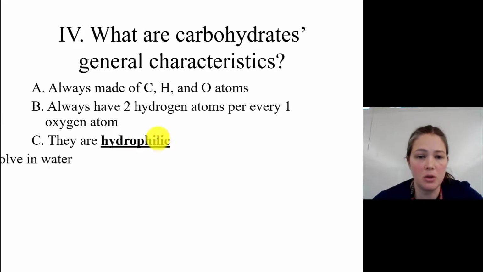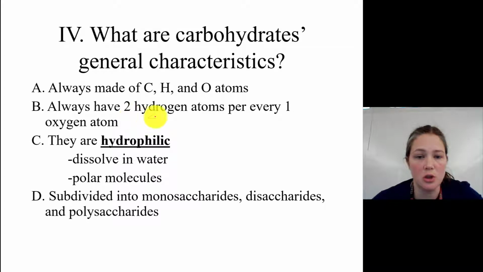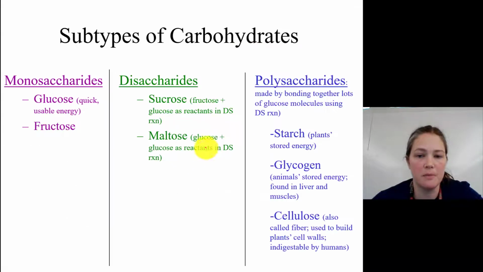Carbohydrates, you should know their general structure, right? They contain C's, H's, and O's, and there's always a 2-to-1 ratio of hydrogen to oxygen. I always kind of say that they are carbons that have been hydrated. So there's 2 H's and 1 O, that is H2O. So it's a bunch of carbons with water attached, right? These are hydrophilic.